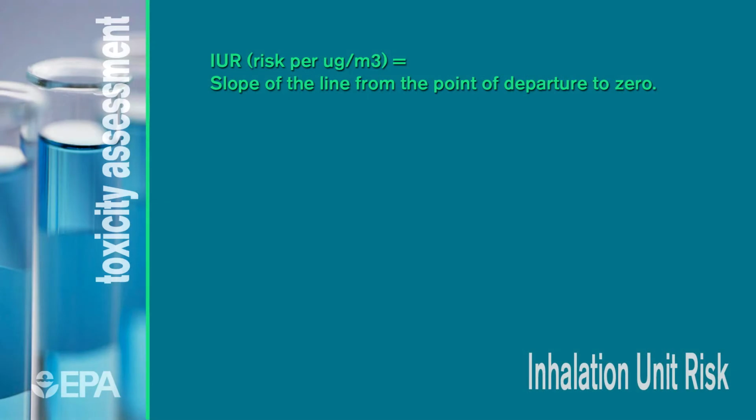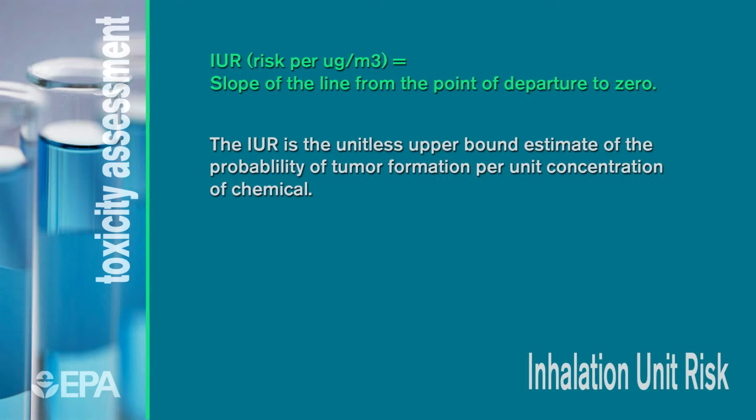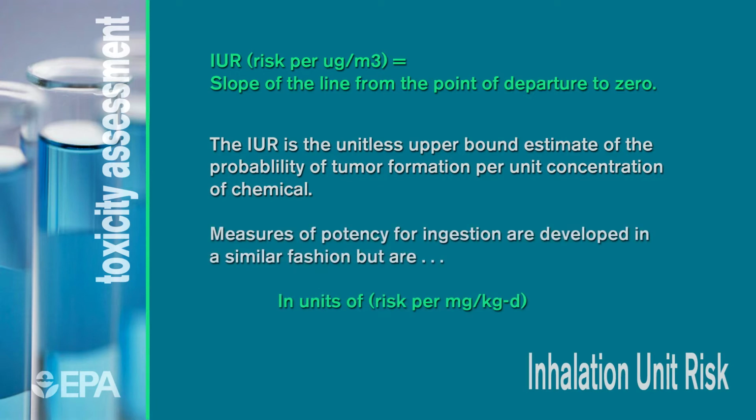For cancer-causing agents that are inhaled, the potency is given as a probability. The risk of getting cancer per unit concentration of the chemical in air in micrograms per cubic meter. This is called an inhalation unit risk, or IUR. For chemicals taken into the body by other routes, like ingestion, the value is given as the risk per milligram per kilogram per day, and this is called the oral slope factor.